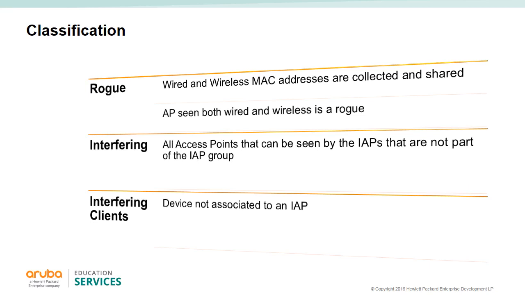Interfering clients: devices within the IAP's radio frequency area that are not associated to an IAP. They can cause interference in the radio band. Valid would be one of the IAPs in this cluster.